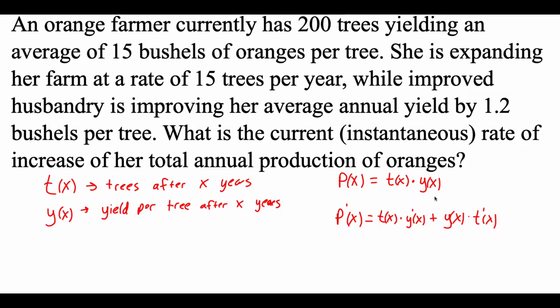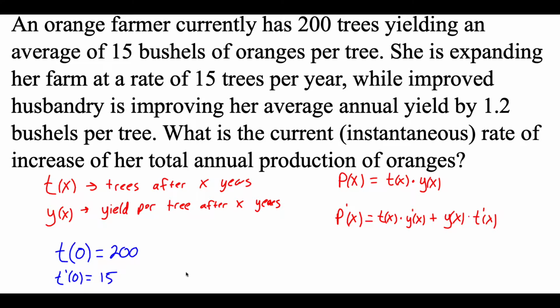Now before we can start filling things in there, let's take a look at the information that we're given. We're starting with 200 trees. So the number of trees we have right away when we start, so at a time of 0, is 200. But we also know that we're increasing the number of trees that we have at a rate of 15 trees per year. So the rate of change, that's like the derivative. So if we're thinking about the rate of change of t, the rate of change of the trees is 15 trees per year.